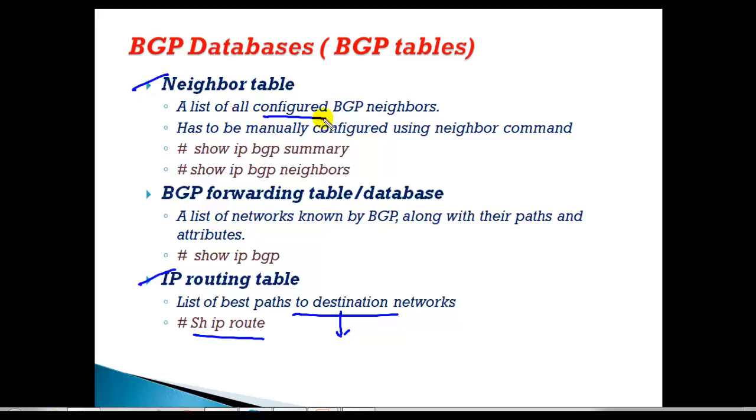The neighborship table contains a list of neighbors which are configured by the administrator. And one more thing we discussed just now, the neighbors have to be manually configured by using a neighbor command. For verification, we can use the show ip bgp summary and show ip bgp neighbors commands. These two commands will be very useful to verify whether the neighborship is up or not.